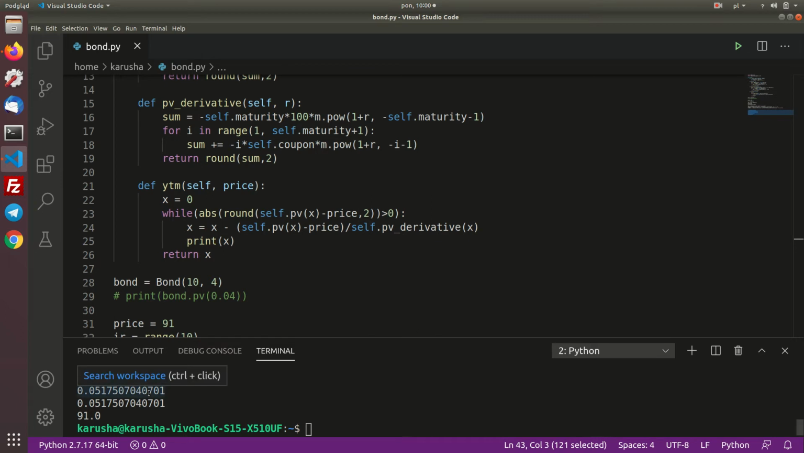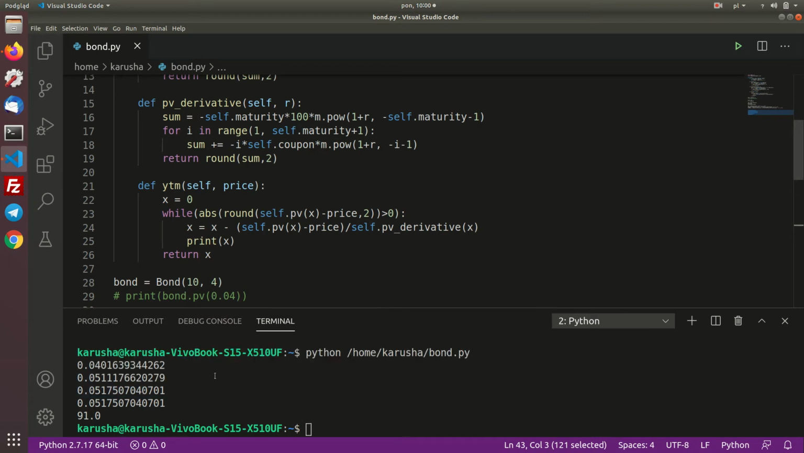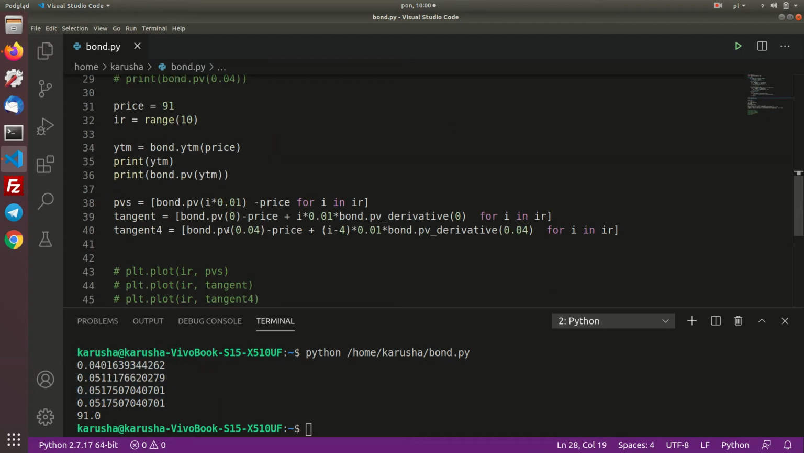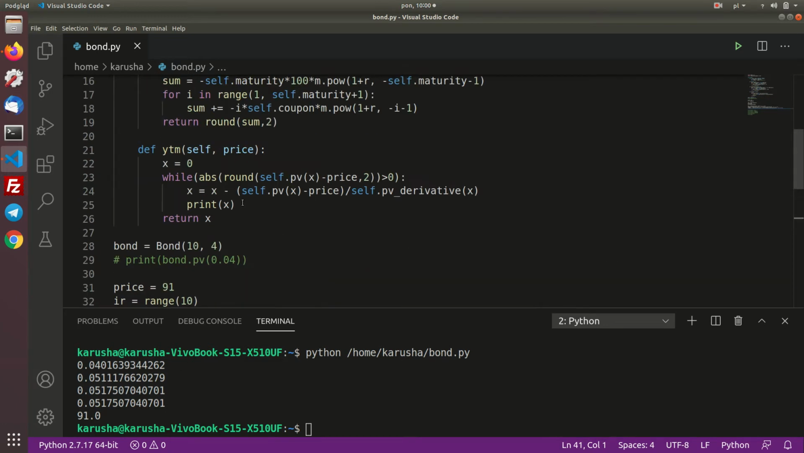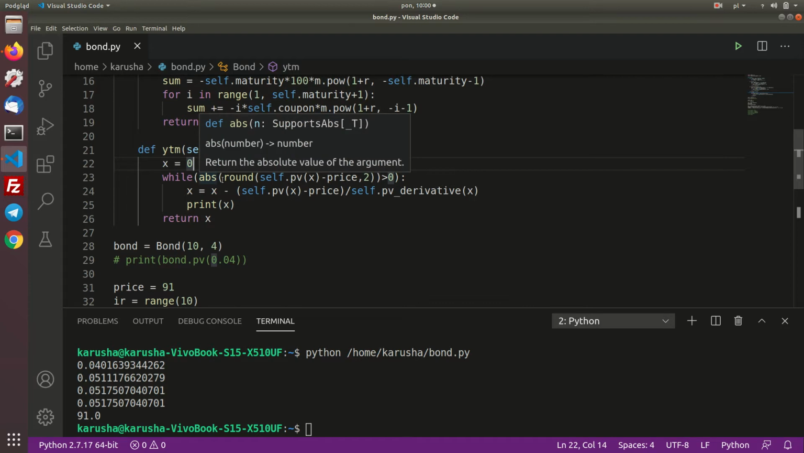So we have 1, 2, 3 iterations. Of course, the number of iterations depends on what our initial guess is. With 0, it's a good guess given the current market environment. But let's say that we were starting from somewhere else, which is way further.